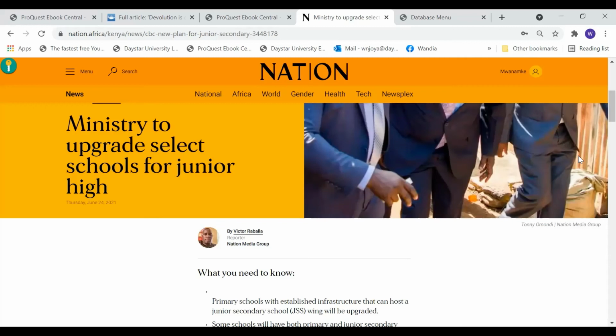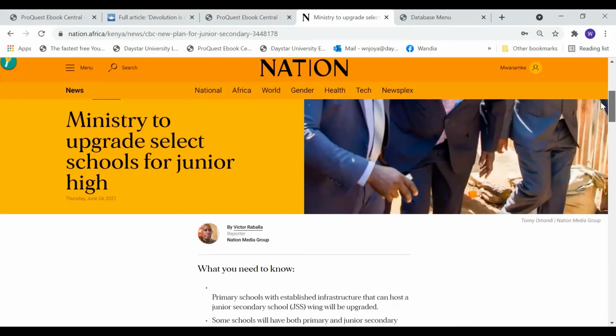Now let's go to a newspaper article. Newspaper articles are very useful for getting current news and current data that might not yet have entered academic journals because of how long it takes for journals to appear. So newspapers are a useful source for reading current events.